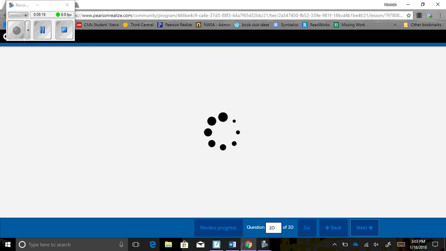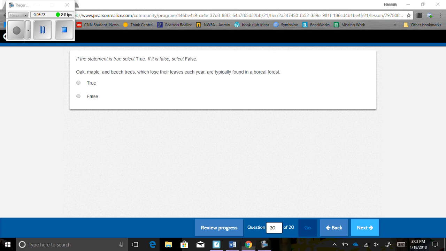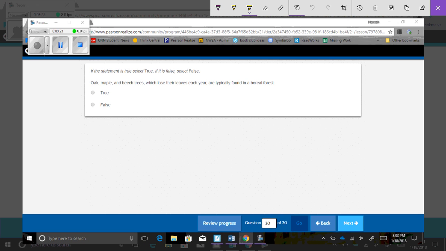And lastly, number 20. If the statement is true, select true. If the statement is false, select false. Oak, maple, and beech trees, which lose their leaves each year, are typically found in a boreal forest. True or false?